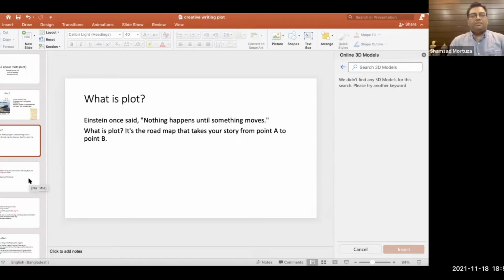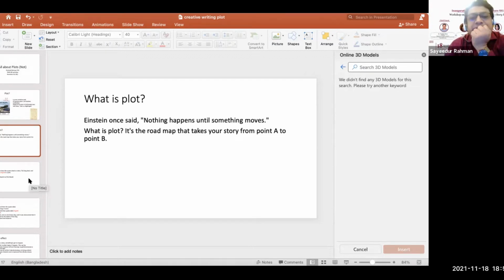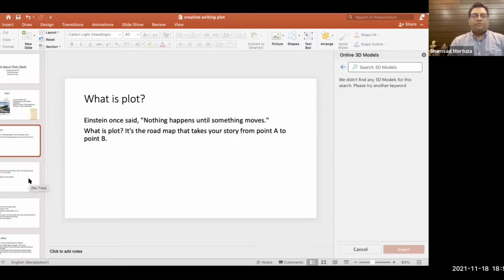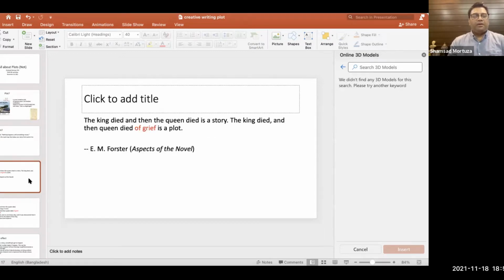Okay. I think somebody wrote that it's a sequence of events. Very good. So it is a sequence of events, which is a very good way of explaining plot. But here is E.M. Forster, and he has a very interesting idea. If it is just a sequence of story events, it can be a story, but there is a difference between a story and a plot.